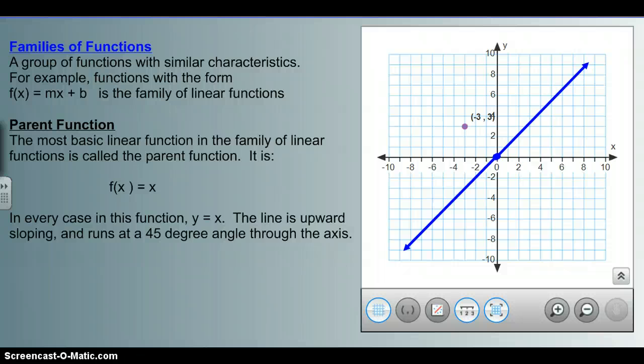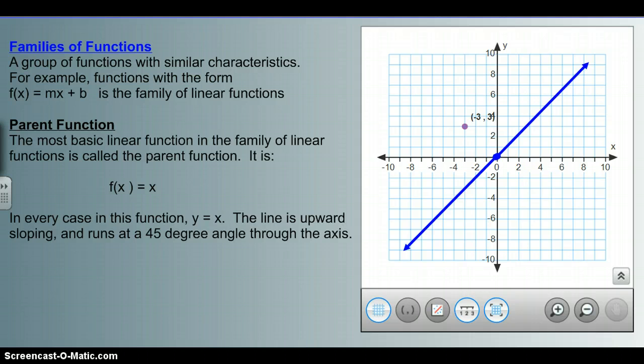But in these linear functions, there's actually a parent function, a basis for all the functions, and the most basic linear function is f(x) = x. That means y equals x. So no matter what x is, y is exactly the same value. You'll see the slope is 1, right? It's not greater than or less than, so there's nothing tricky here. And the y-intercept is 0.